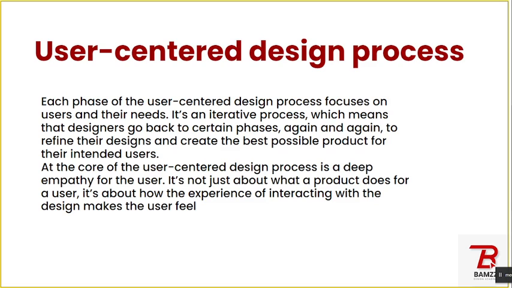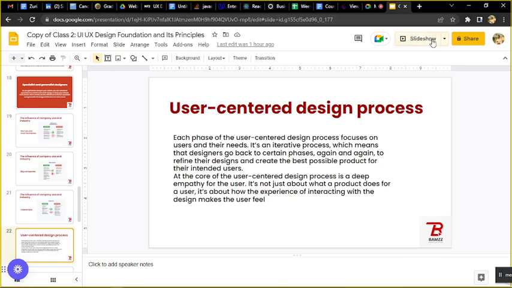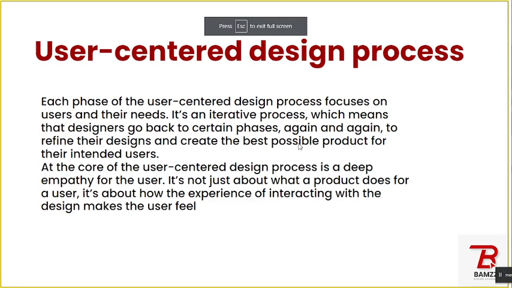The one we explained before was the product development life cycle, but this one is the actual user centered design process. Each phase of the user centered design process focuses on users and their needs. When they say user centered, we are centering our focus on the users, whatever the users want. Whatever we are designing products for, it is what users will like and what they actually want. That is the work of user centered design.